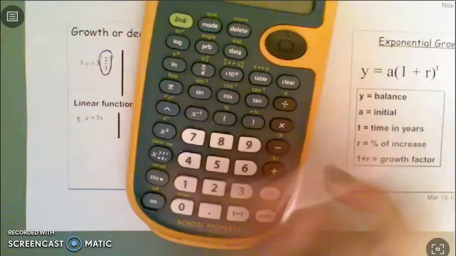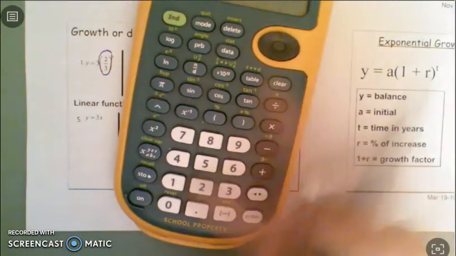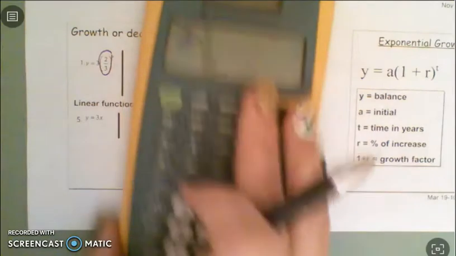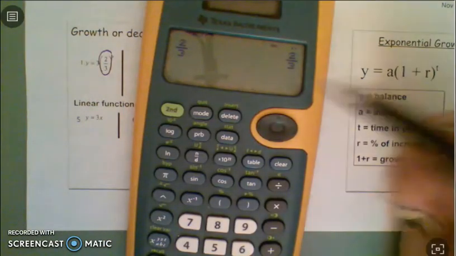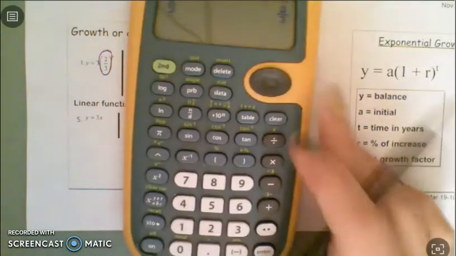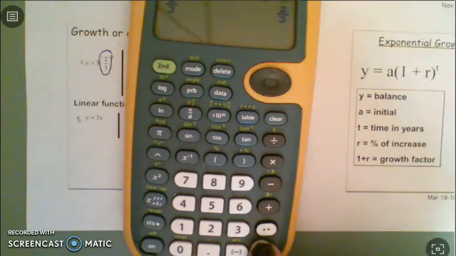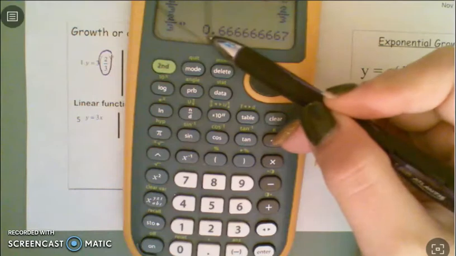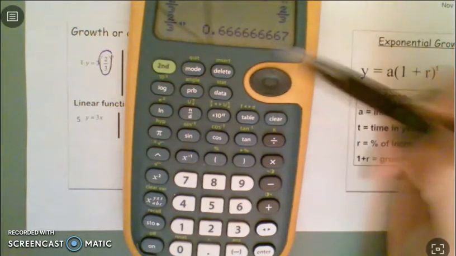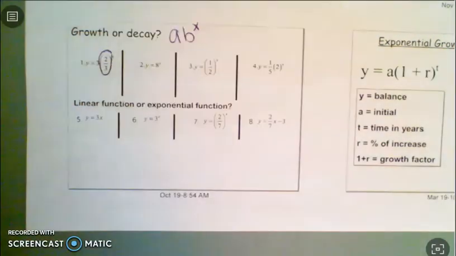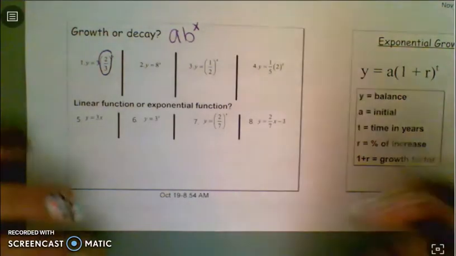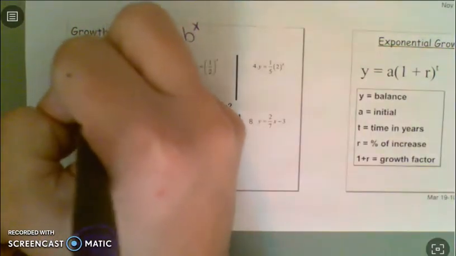If you're not sure, go ahead and just plug it into the calculator. So 2/3, and it gives it to me as a fraction, but remember, you can use this toggle button right here above the enter, and it'll make it into a decimal. Since it's 0.66 repeating, that's less than 1, so it is going to be decay.